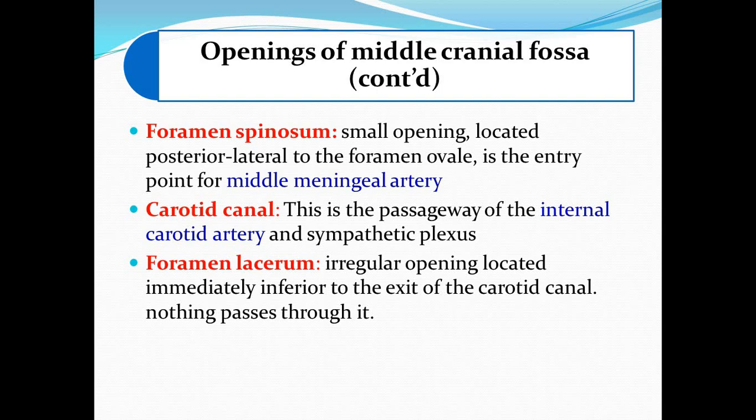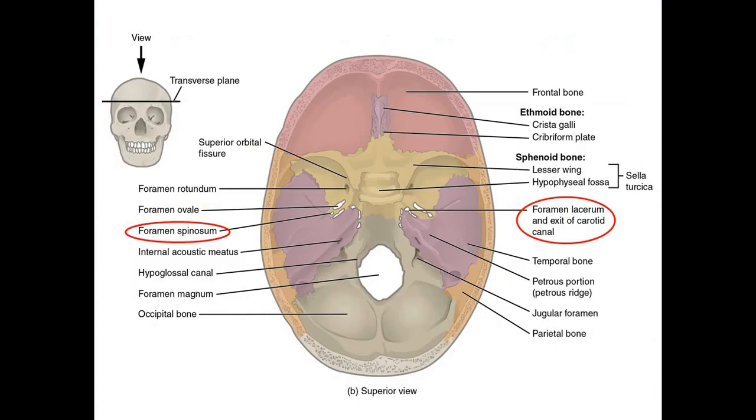Foramen lacerum is another opening. This is an irregular opening. Lacerum means irregular. It's located immediately inferior to the exit of the carotid canal, and by the way, this opening has nothing to pass through. It is normally obstructed by fibrous tissue.